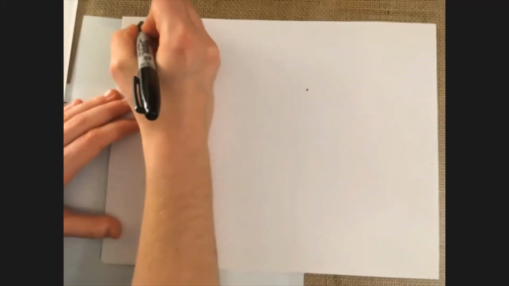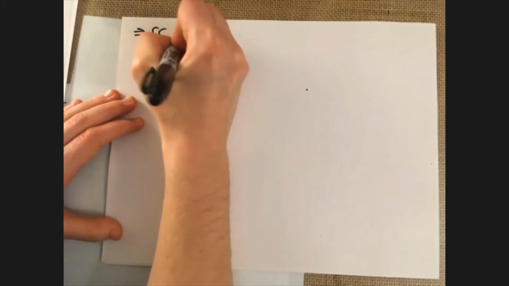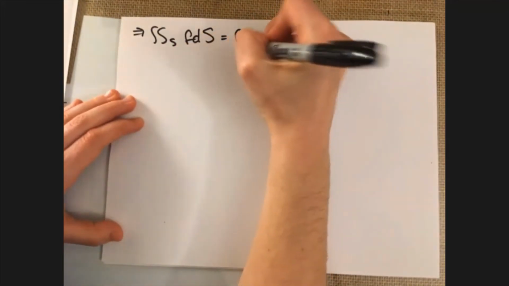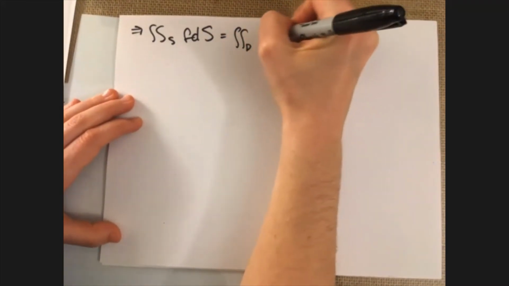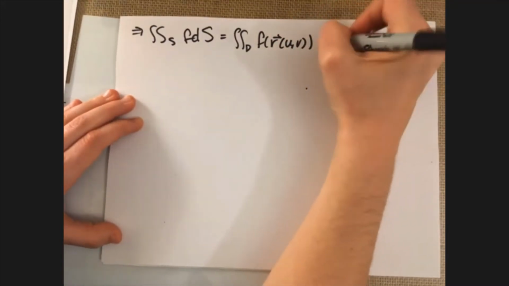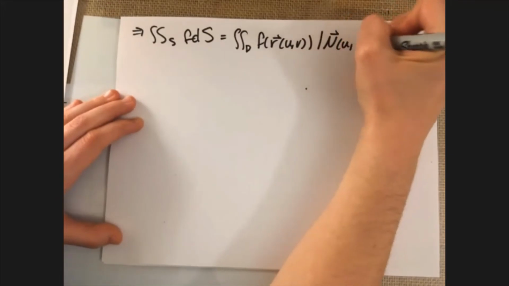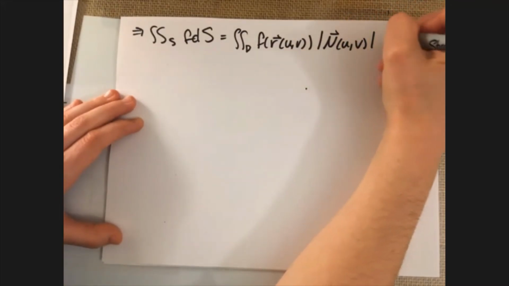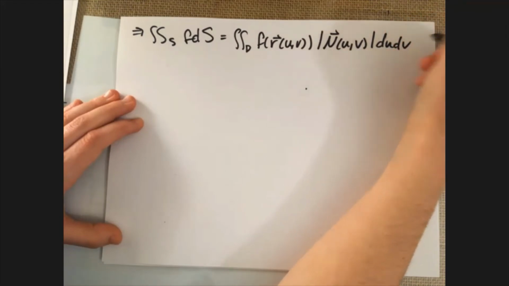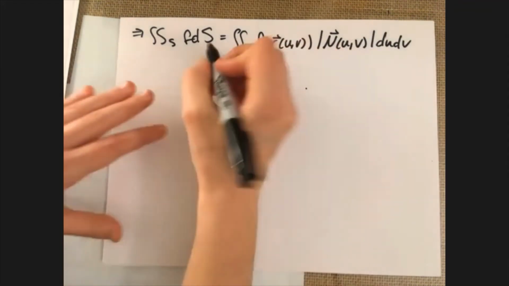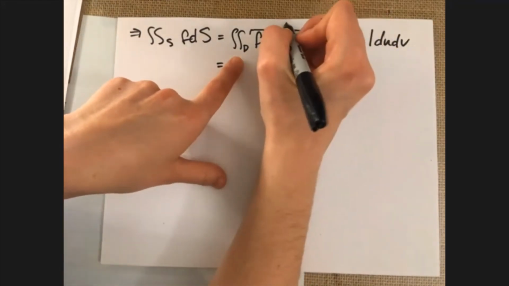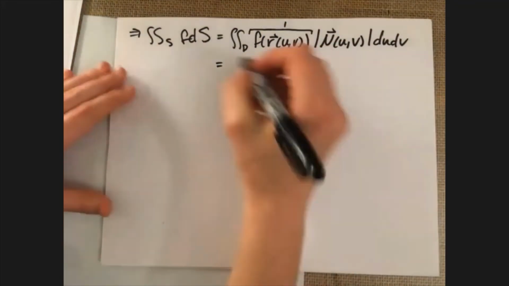So our double integral over that surface, f ds, which was equal to the double integral over our domain D, f of r(u,v) times the length of n(u,v) du dv. Let's start filling this out. This right here is just 1, because we're told that f is 1, so there's nothing we can really plug into it.